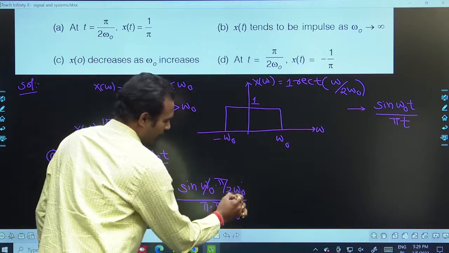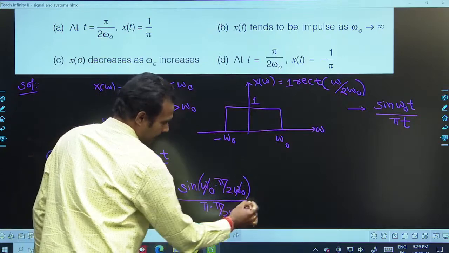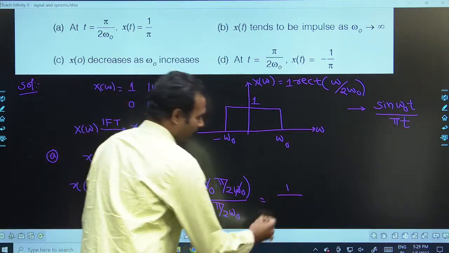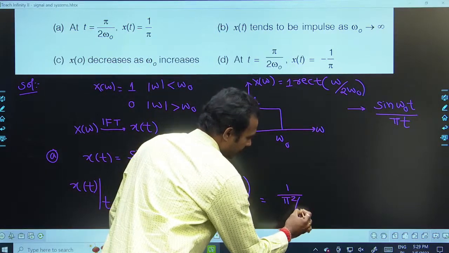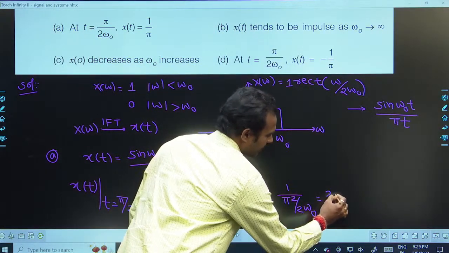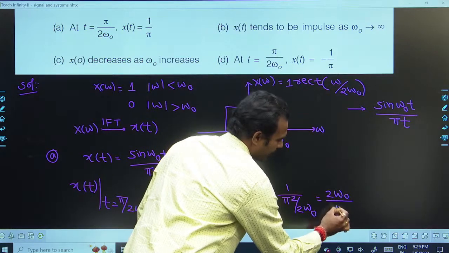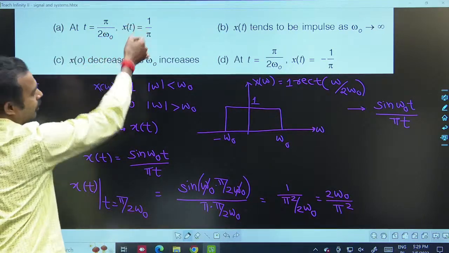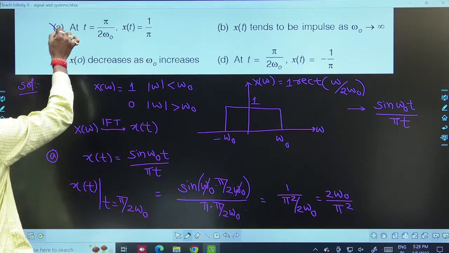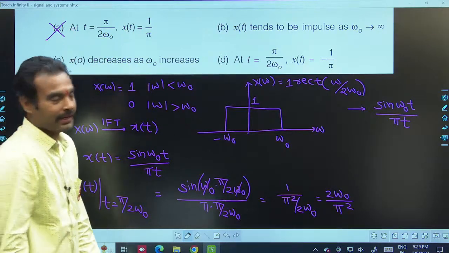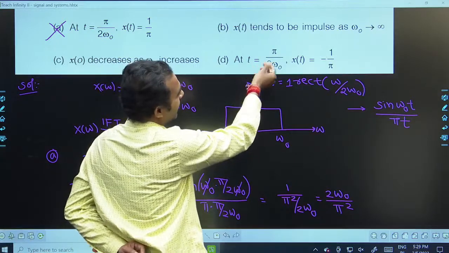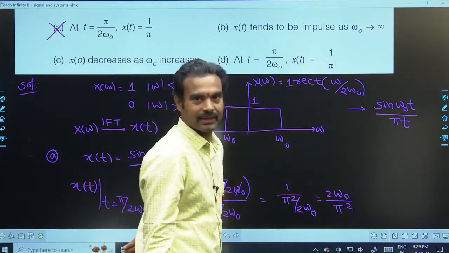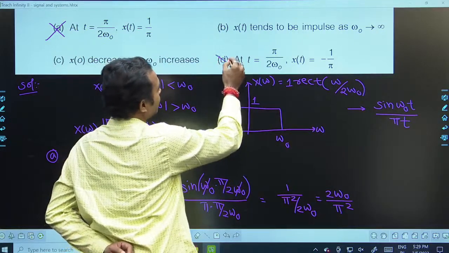This omega naught and omega naught will get cancelled out, and sin pi by 2 is equal to 1, that is pi square divided by 2 omega naught, which is equal to 2 omega naught divided by pi square. That means x of t is not equal to 1 by pi, so option A is wrong. Similarly, in option D, at t is equal to pi by 2 omega naught, x of t is equal to minus 1 by pi. So option D is also a wrong answer.